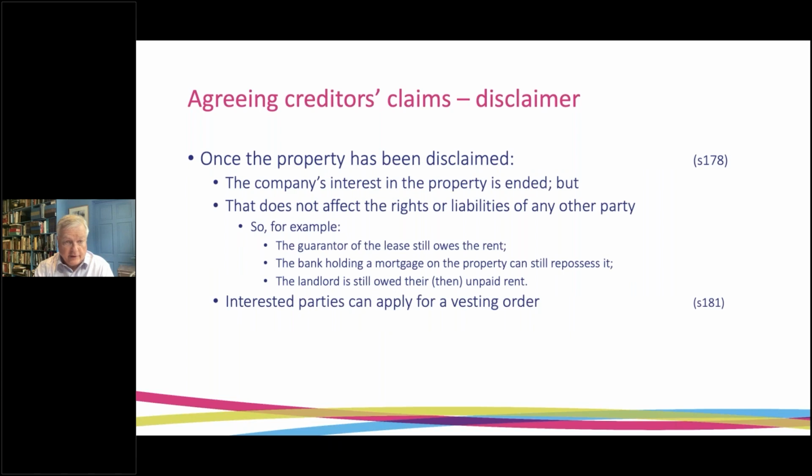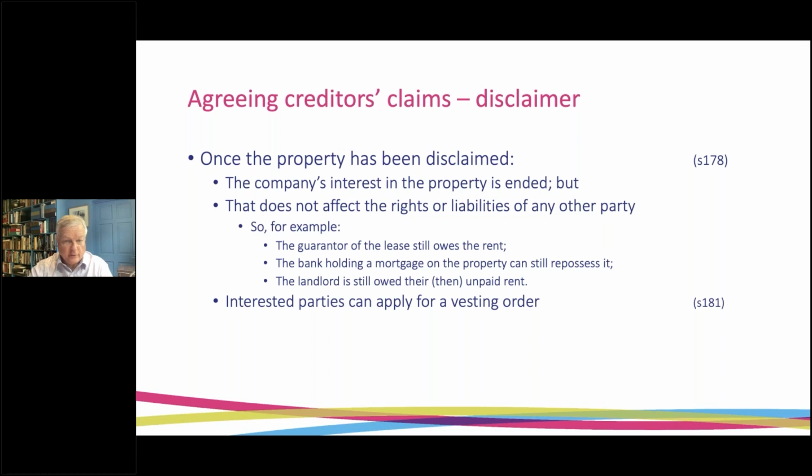The effect of the disclaimer is it brings to an end whatever interest the company had in that property. So if the company was a tenant under a lease, effectively it brings the lease to an end, but it does not affect the rights or liabilities of any other party. So if the bank held a mortgage on that lease, they will still have their mortgage, they will still be able to repossess if that's what they were entitled to do. Although you have disclaimed the company's obligation to pay the rent, the guarantor will still be responsible for paying the rent, so it doesn't get them off the hook.